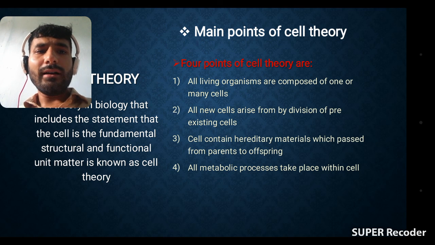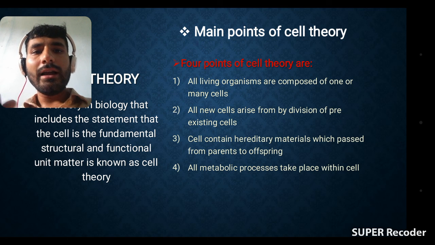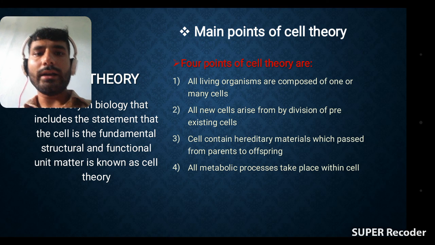The second point is that all new cells arise by division of pre-existing cells. What does it mean? It means that a new cell is formed only when old cells are present. New daughter cells form from the parent cell. If the pre-existing or parent cell is present, it will be able to form new or daughter cells. The parent cell divides and forms the new cells.